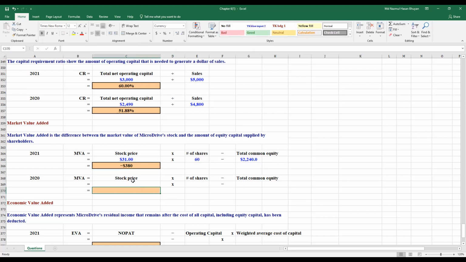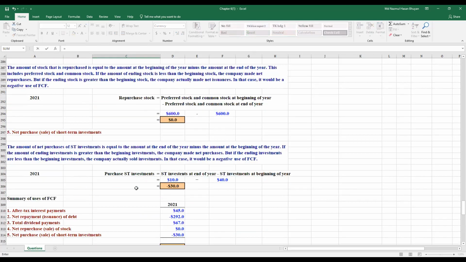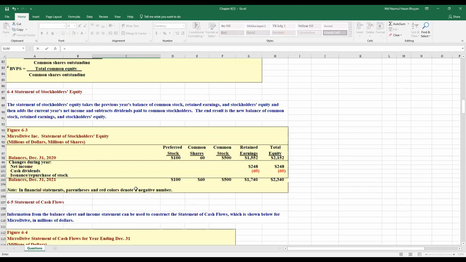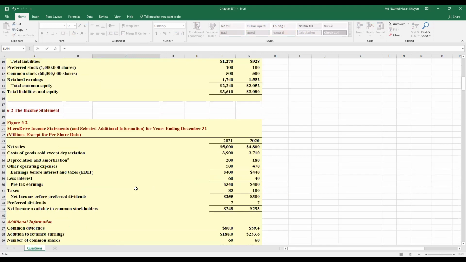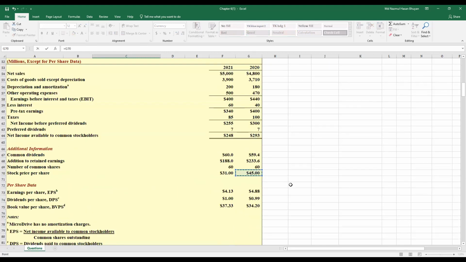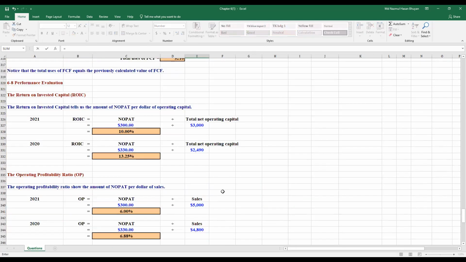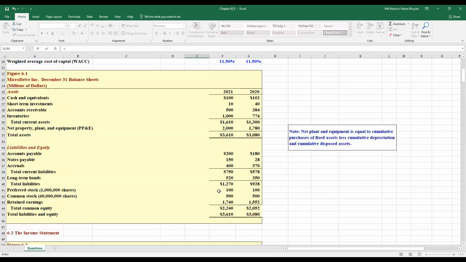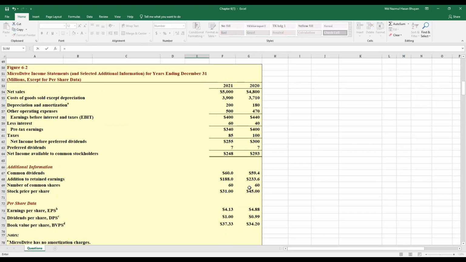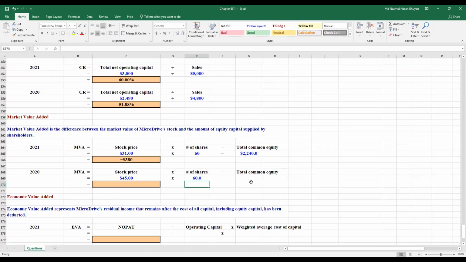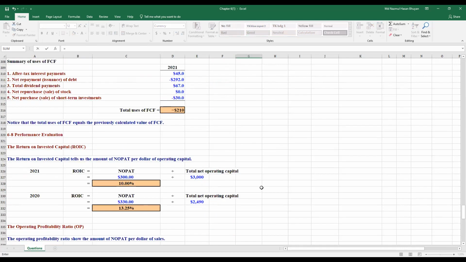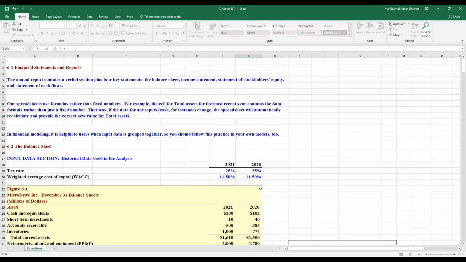Okay. Next, market value added in the year 2020. Again, stock price per share in the year 2020. The number of shares outstanding. Next, book value of total common equity.